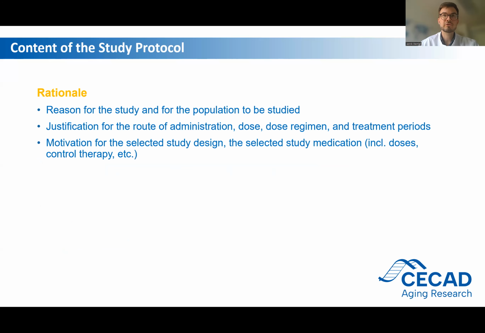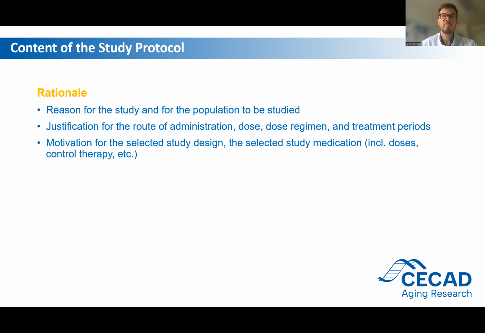The study protocol should provide a description of the rationale, including the reason for the study and for the population to be studied, a justification for the route of administration, the dose regimen, and treatment periods. This mostly applies to later stage clinical trials, so phase 2 or phase 3 trials, where these details are already defined after preclinical and phase 1 studies.